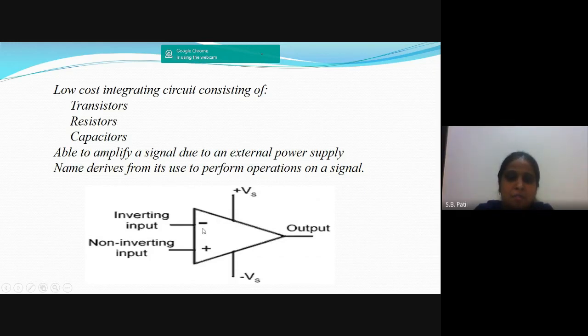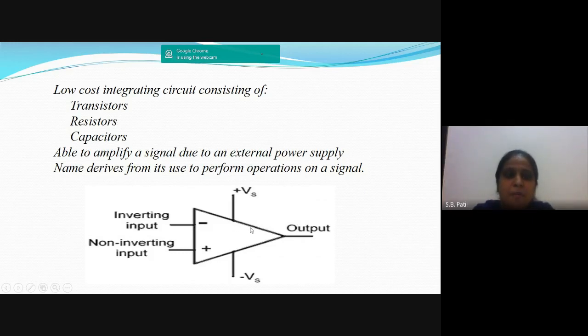The negative sign indicates the inverting input, the positive sign indicates the non-inverting input, and there is the pin number. This pin is the supply voltage pin, plus VCC and minus VCC, and the output is taken from pin number 6. This is the basic symbol of this operational amplifier.